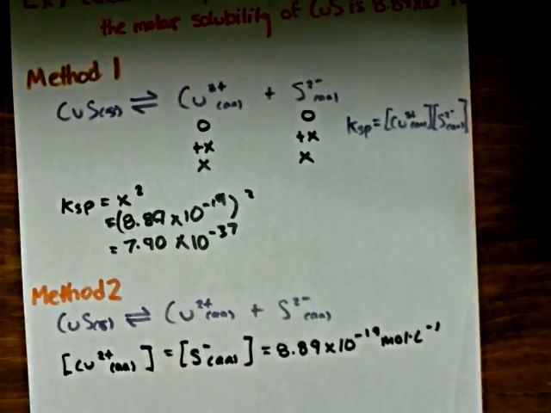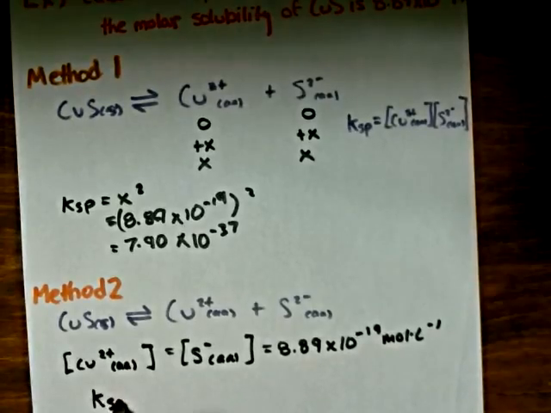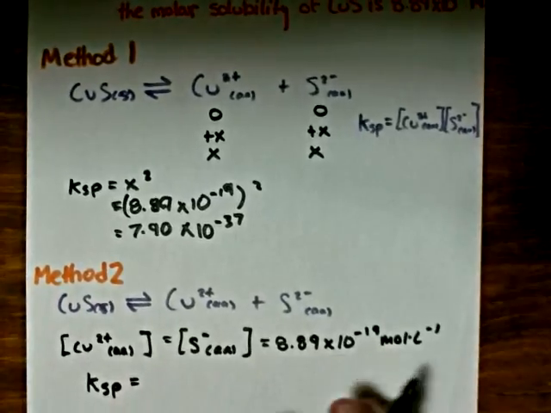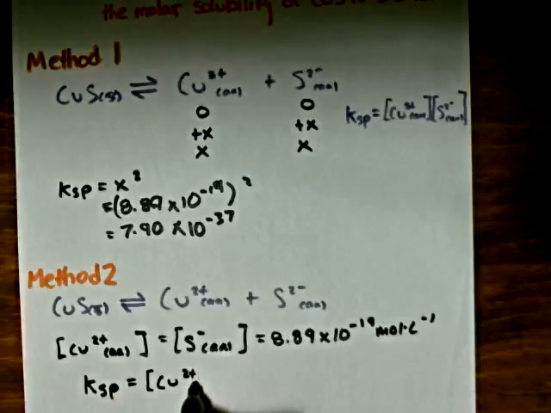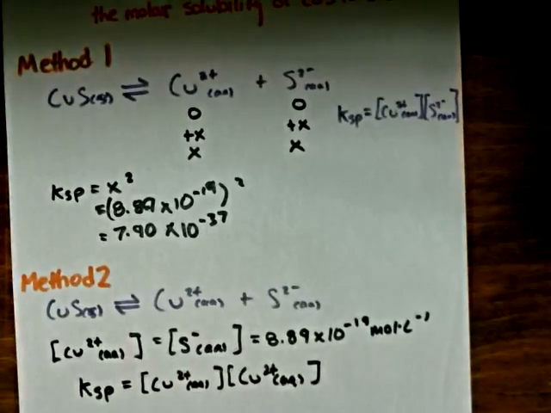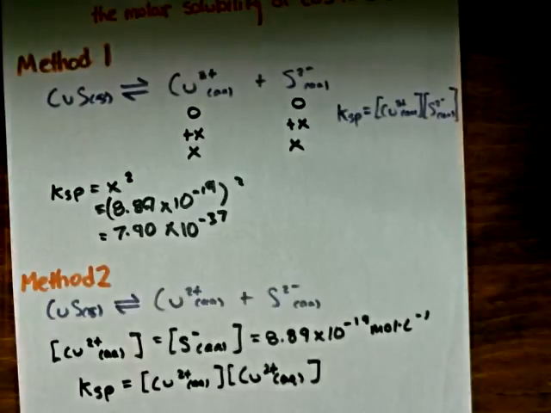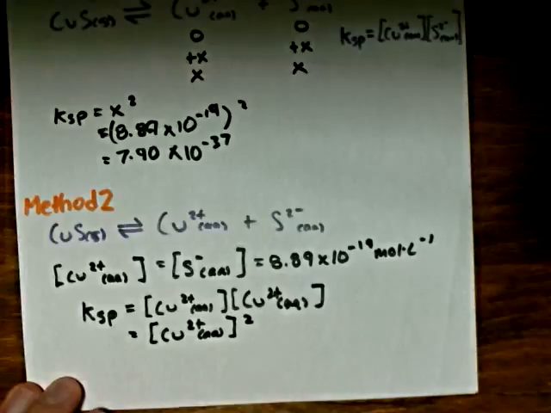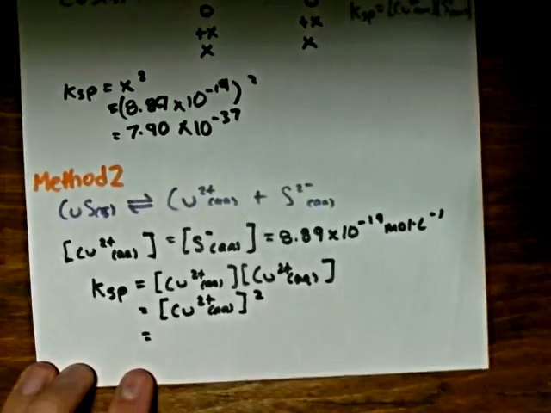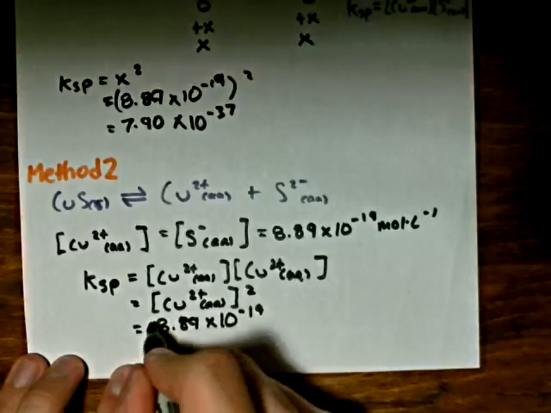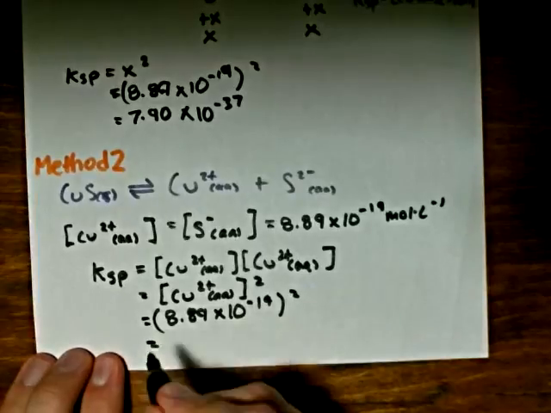And therefore, we can actually rewrite the equilibrium expression as being equal to the concentration of the copper ions times the concentration of the copper ions, because the concentration of the copper ions is equal to the concentration of the sulfide ions, which of course is just equal to the concentration of the copper ions squared, which is the molar solubility, which gives us the exact same answer as above.